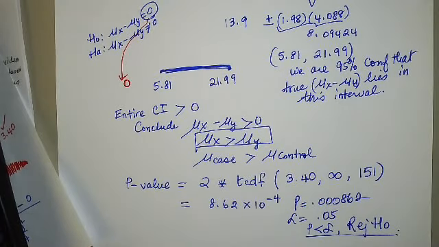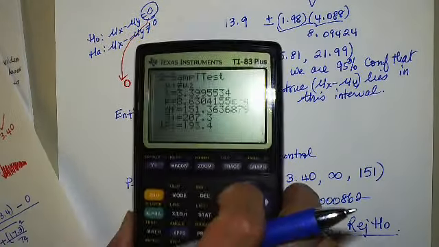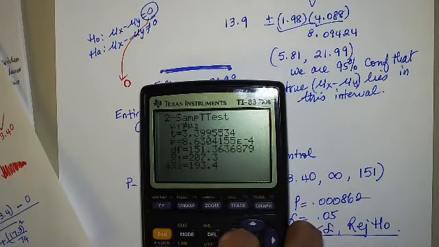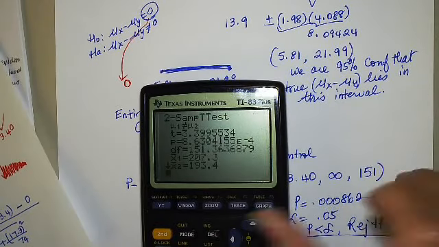It's 0.000862. And alpha is equal to 0.05. So p less than alpha, reject H naught.